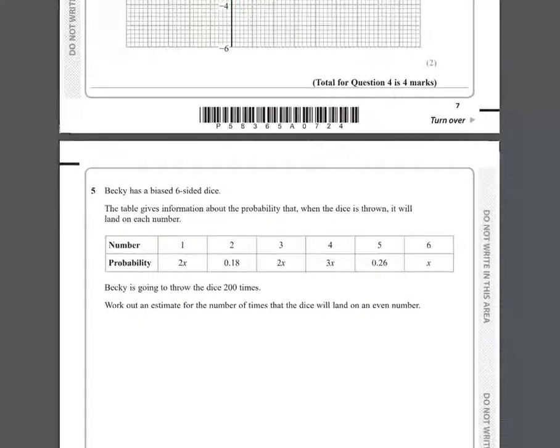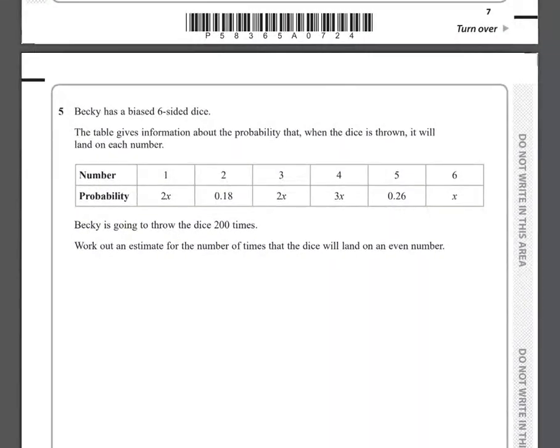There you go. Okay, Becky has a biased 6-sided dice. Bias means it's not the same for each number. Table gives information on the probability it'll land on each number. Becky's going to throw the dice 200 times, work out an estimate of the number of times the dice will land on an even number. Okay, so we need to work out what this is.